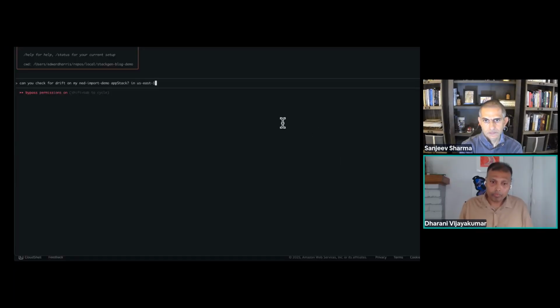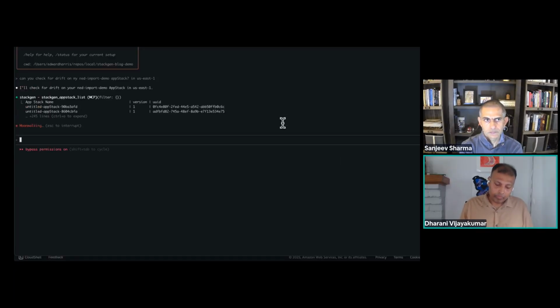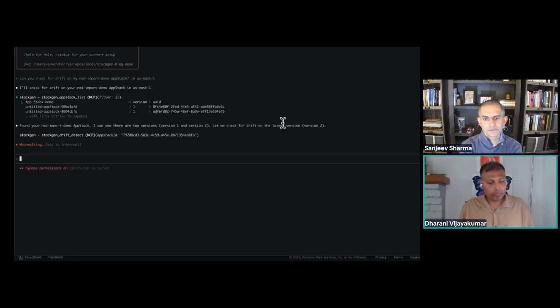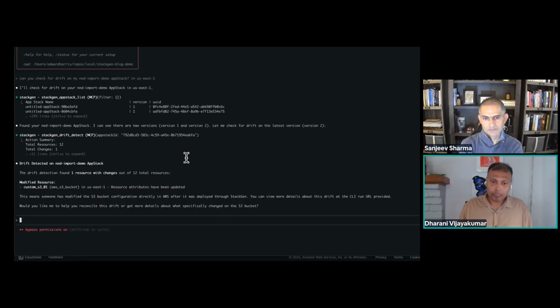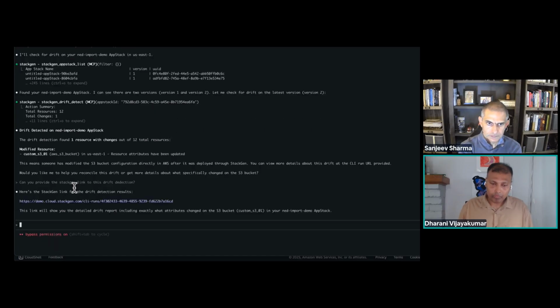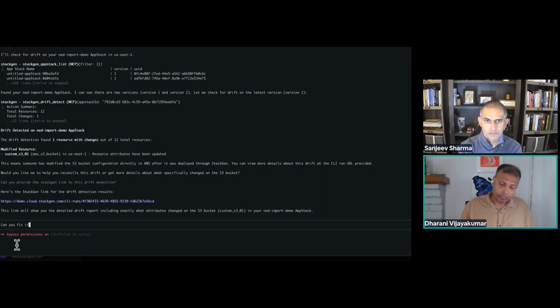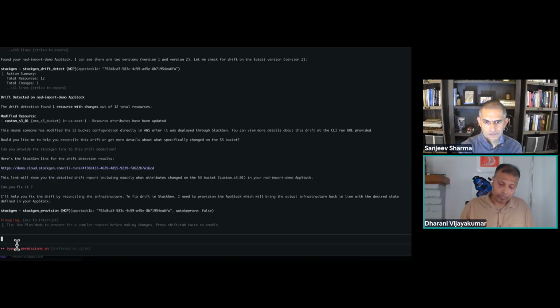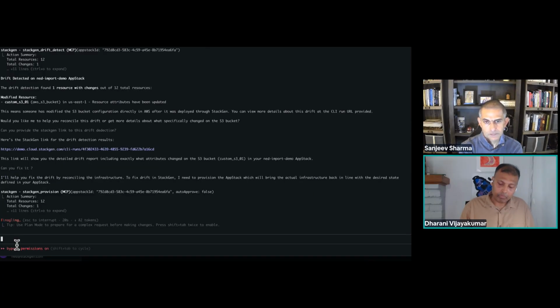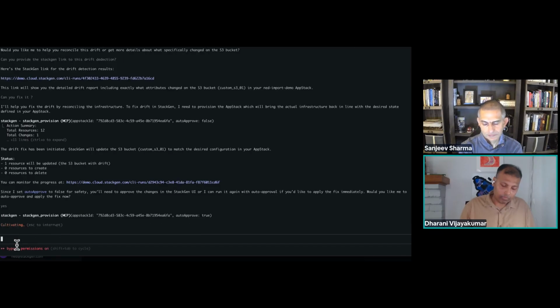The platform team uses the same MCP interface to maintain oversight and ensure continued compliance. When infrastructure changes happen, whether intentional or accidental, the team can instantly detect drift and maintain the integrity of their infrastructure standards. No surprises, no compliance violations, just infrastructure that works as designed.